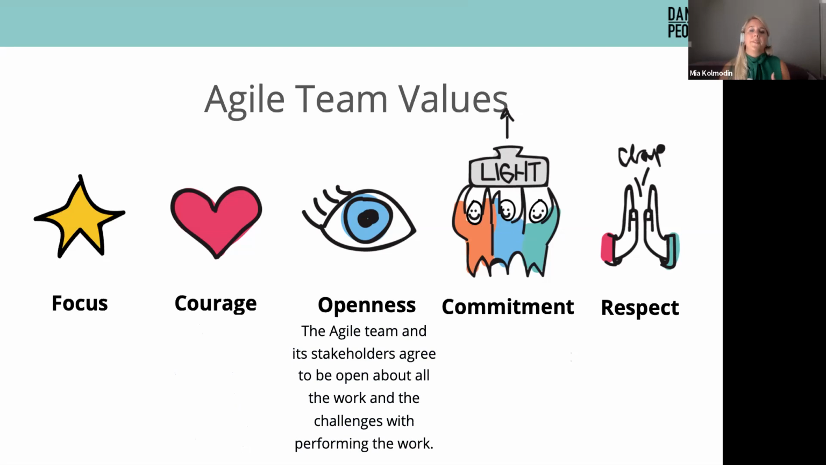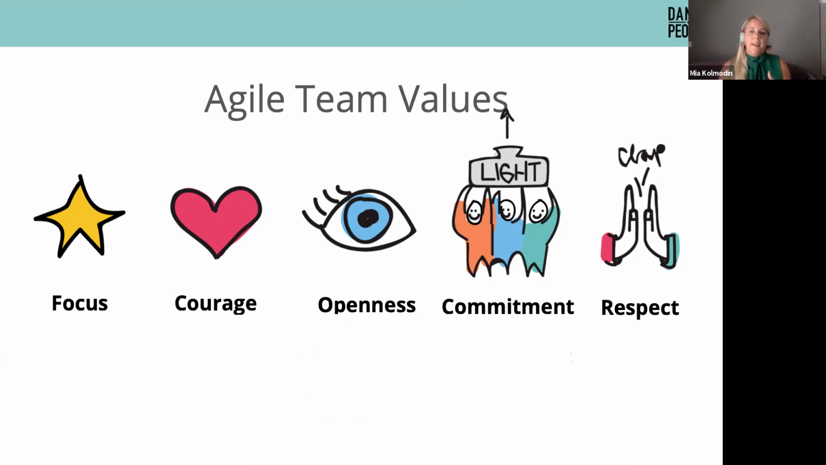And then openness. The agile team and its stakeholders agree to be open about all the work and the challenges with performing the work. So we have to have, of course, a secure environment. Psychological safety is very important, so that we can have this openness and that we can talk with everyone, and we can maybe make new decisions if we have these challenges, or we can support and get support to remove any impediments.